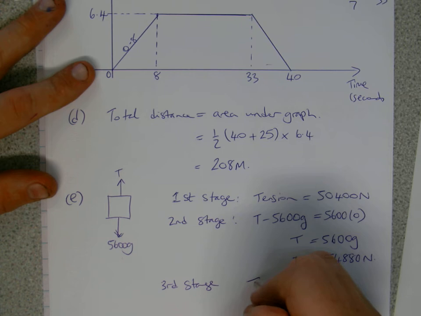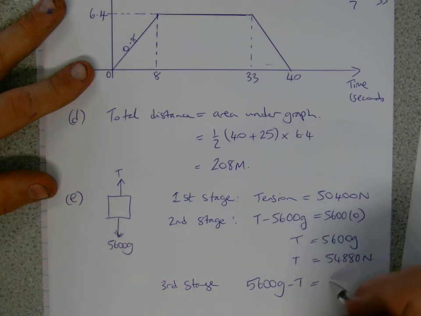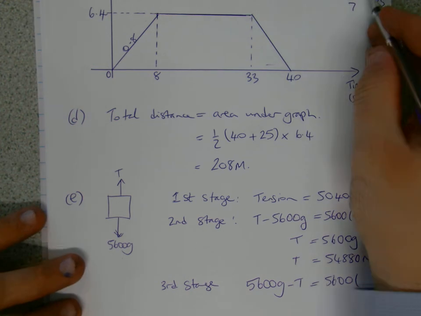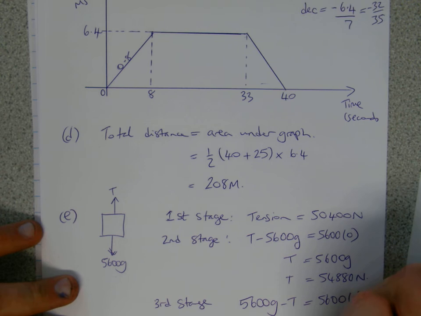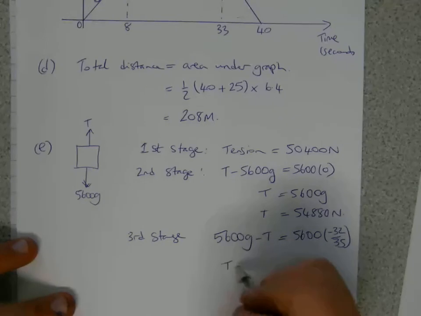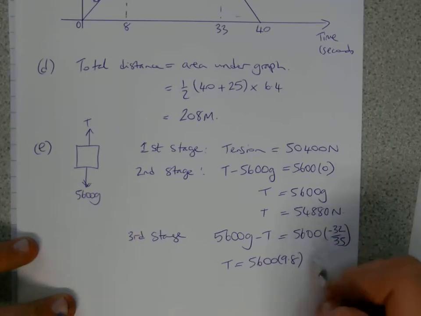If we use Newton's second law again, we'd have 5,600 g, which is the downward force, because it's going down. I should have done that there, really, shouldn't I? I should have done 5,600 take away T. It doesn't matter, because you still get that. But in the third stage, you've got 5,600 g, take away the T, and that will equal the mass, which is 5,600, times the acceleration, which we've got up there to be minus 32 over 35. So when we work this out, we get tension equal to 5,600 times 9.8, and then plus 5,600 times that fraction.